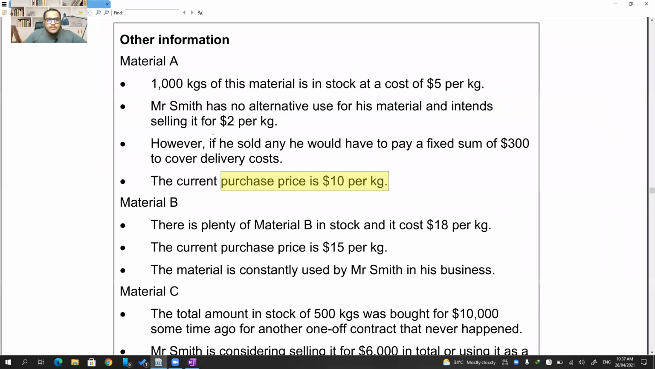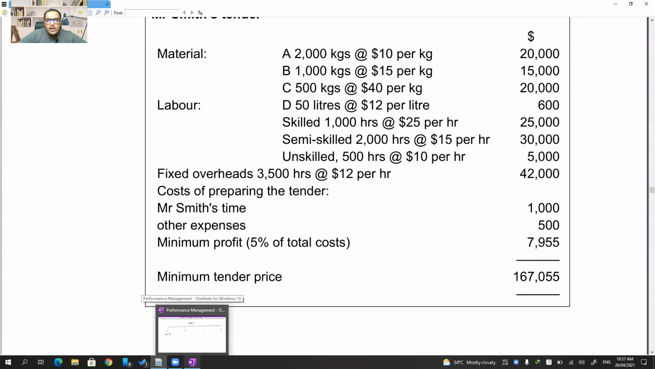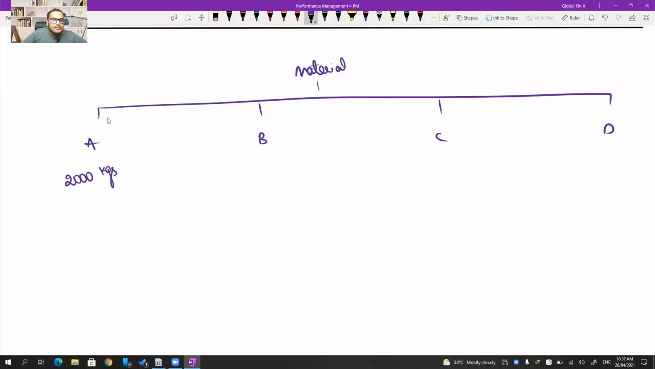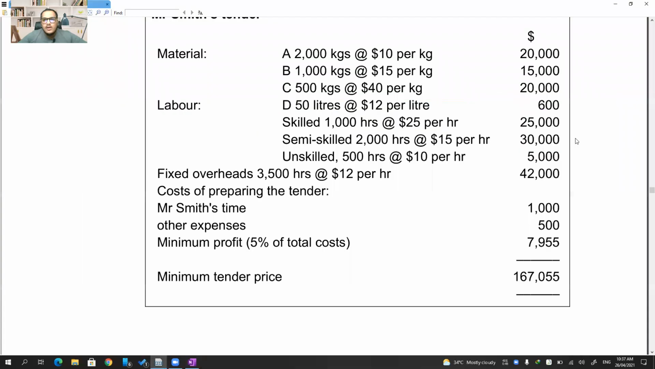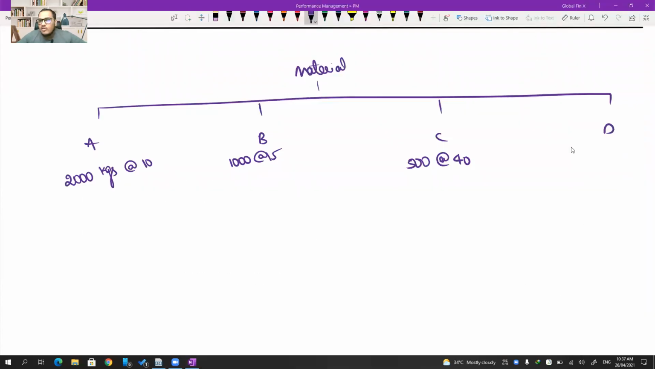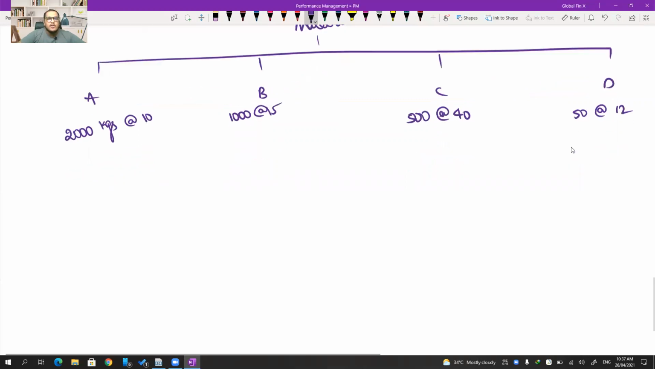B, you need, okay, I'll go. A, 2,000 at 10. B, 1,000 at 15. C, 500 at 40. And D, 50 at 12. Okay, so this is the requirement of raw material.